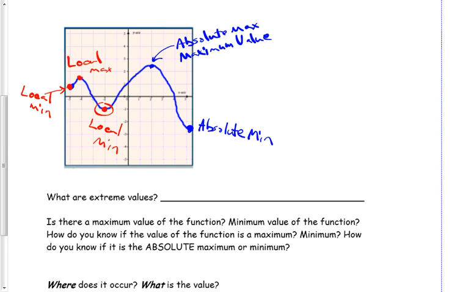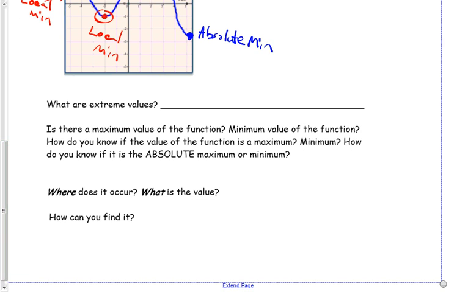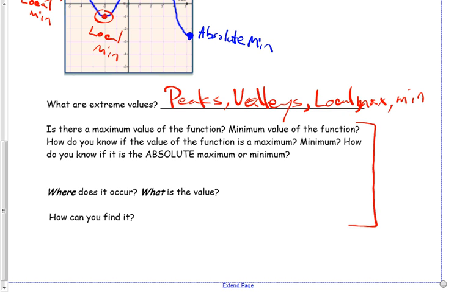Extreme values, just in general, peaks and valleys. I think that's one way. It's not a formal definition. You can think of them as peaks and valleys. You could think of them as local maxes and mins. So I think we've already answered all of this. I think you can go ahead and read through it, but we've already kind of answered that, and I don't think we need to rehash it any more than that.